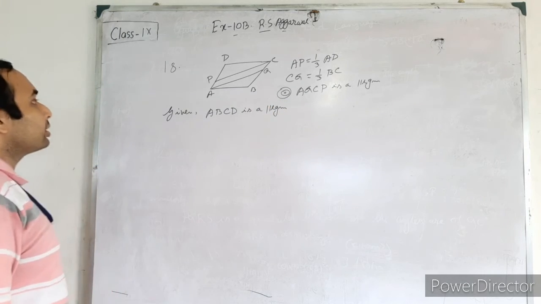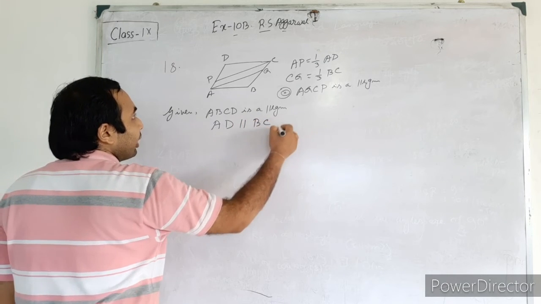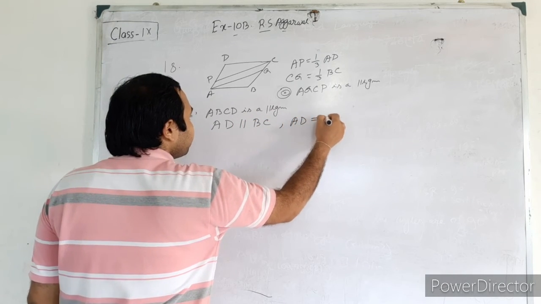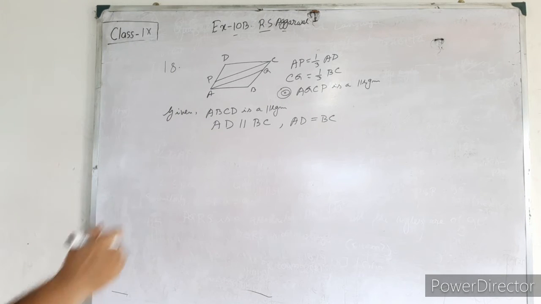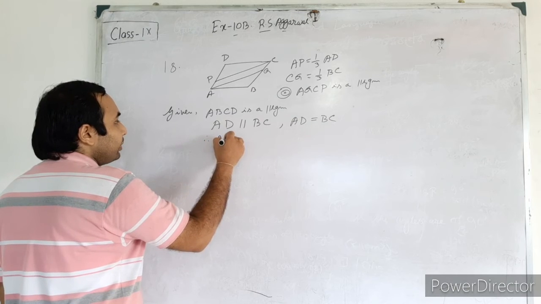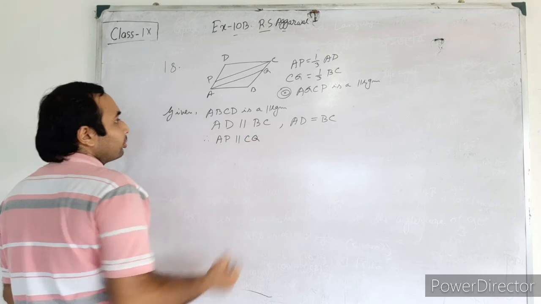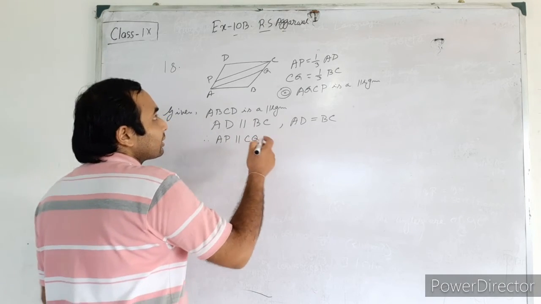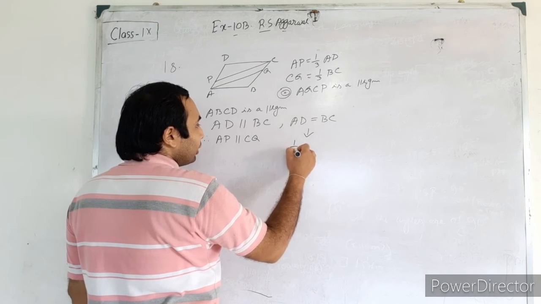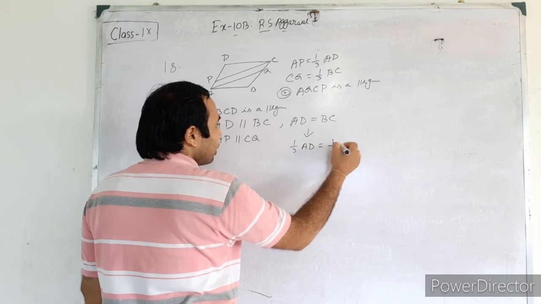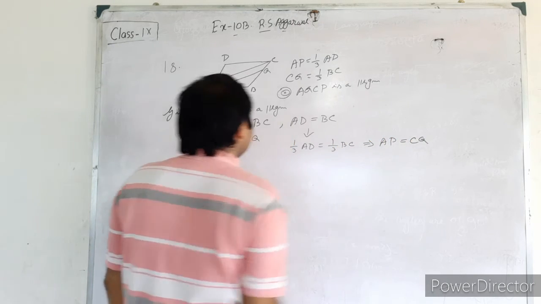So when ABCD is a parallelogram, obviously AD is parallel to BC and also AD is equal to BC. This is the property of the parallelogram. So from here we can say AP is parallel to CQ, and since AP is 1/3 AD, and 1/3 of AD is equal to 1/3 of BC, from here we can say AP is equal to CQ.